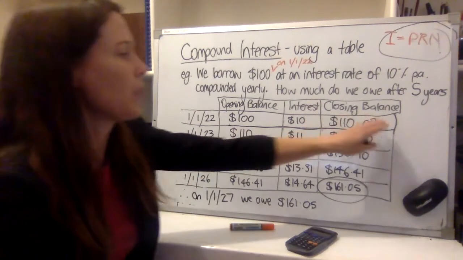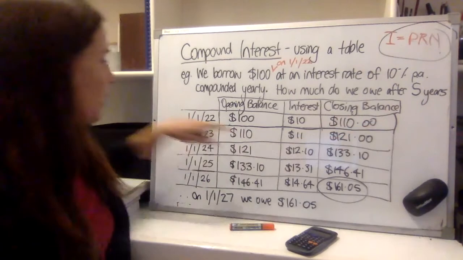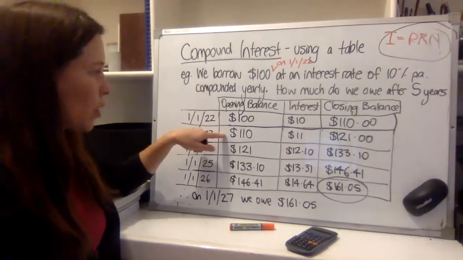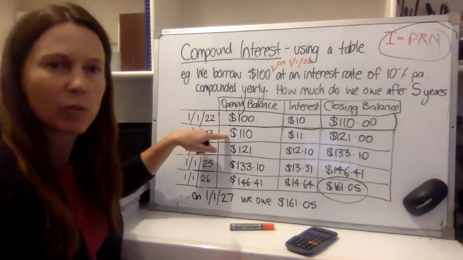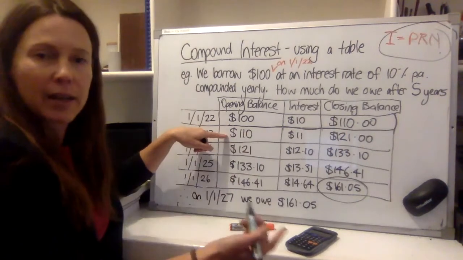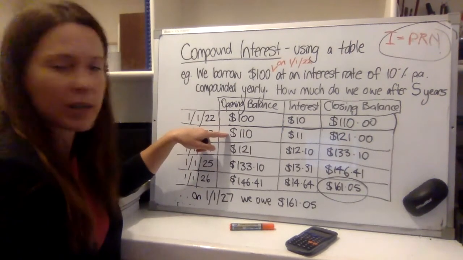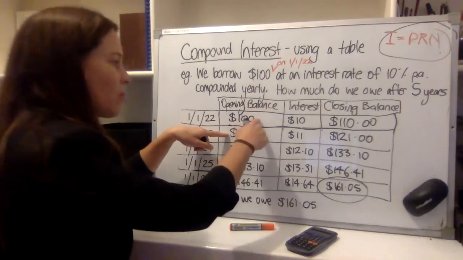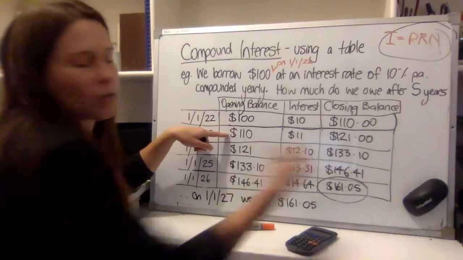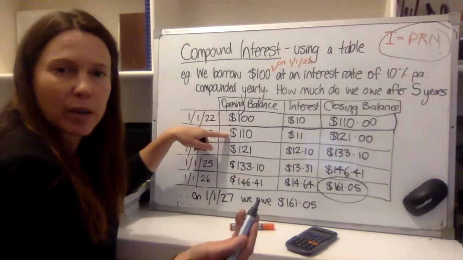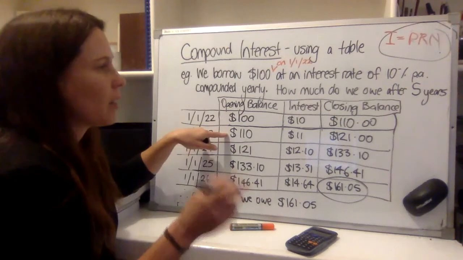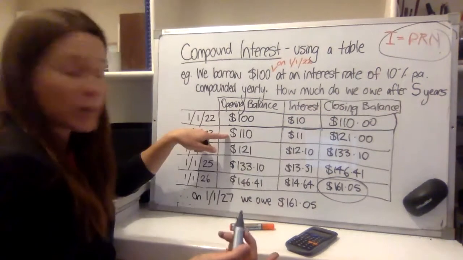Now, if that is what was owing at the end of 2022, at the start of 2023, it makes sense that we have to open with that same amount. We owe $110 now, so that amount comes down to here. Now we have to calculate our interest again, but instead of calculating it on that original $100 that we borrowed, it's almost like we treat each year or each time period like a new loan. And we say, right, you owe $110. I'm going to charge you interest. How much? 10%.